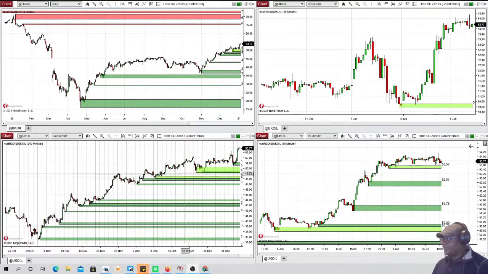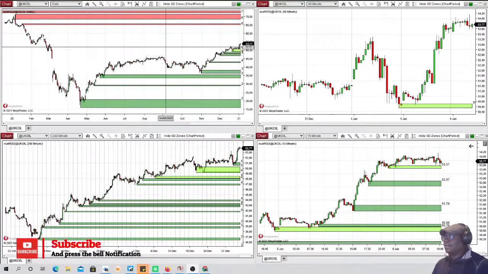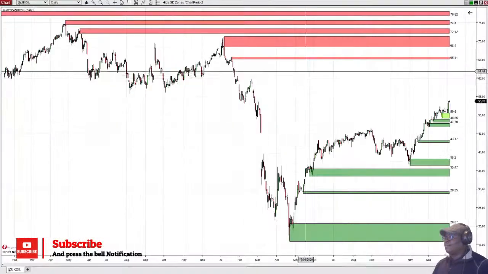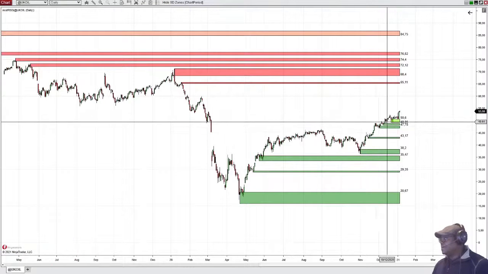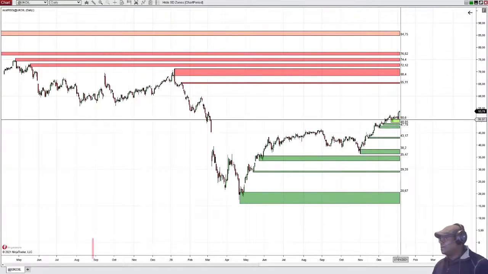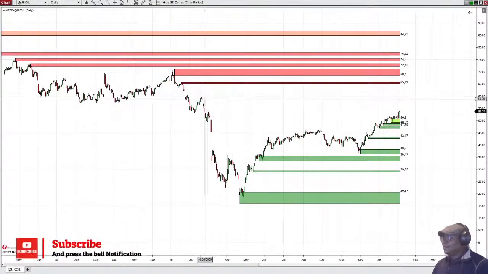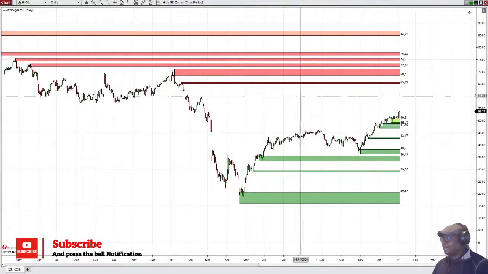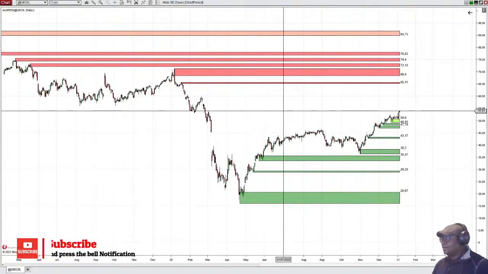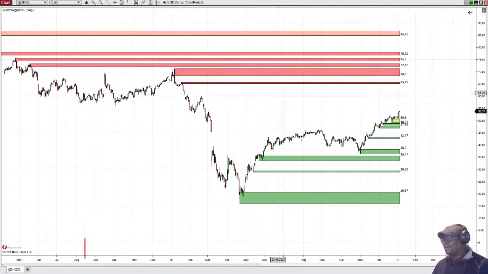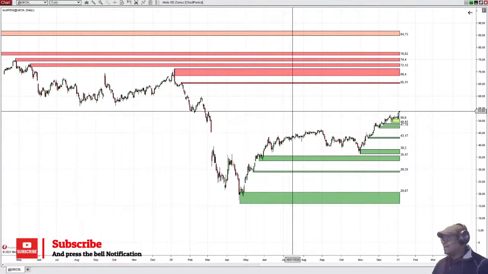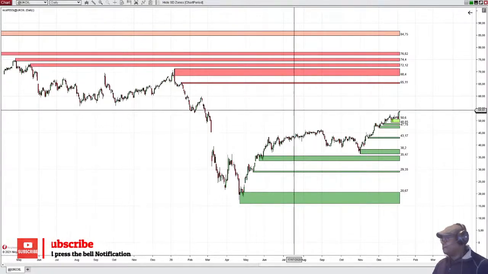It still has the potential of going back up. It's already on the demand here. It's pushing up 56. So some people are expecting it to get to, let's say, 53.